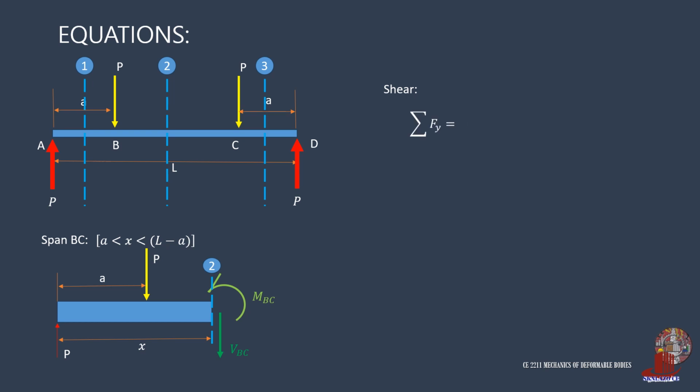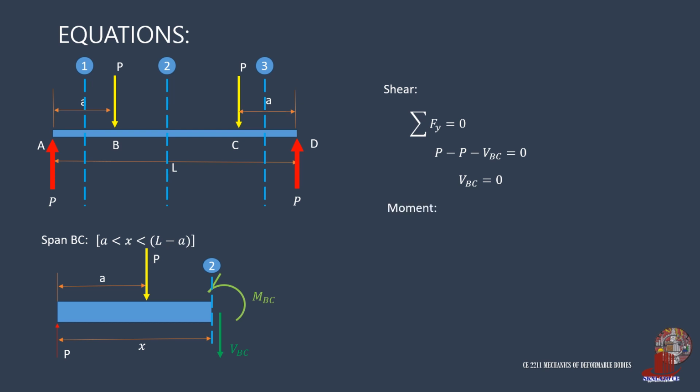For shear, use the summation of vertical forces as 0. There are the reaction P upwards and the external load P downwards, and shear BC is equal to 0. The shear at span BC turns out as 0.